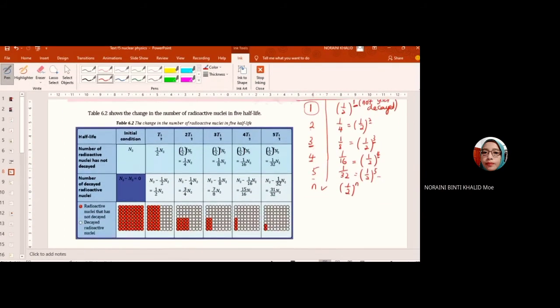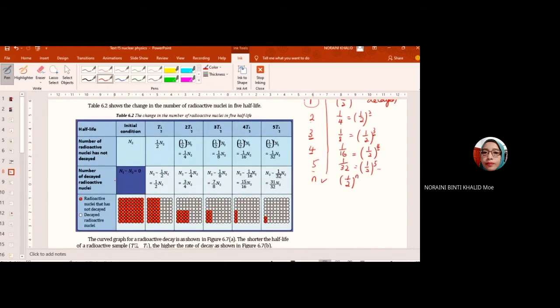If you look at the table here, you can see the initial condition: number of decayed nuclei is 0. This one has not yet decayed. So after one half-life it is half of N0 and so on. For the decayed fraction, you just take 1 minus the fraction left. So for one half-life, the fraction left is half, which means the decayed one is 1 minus half, so it becomes half.